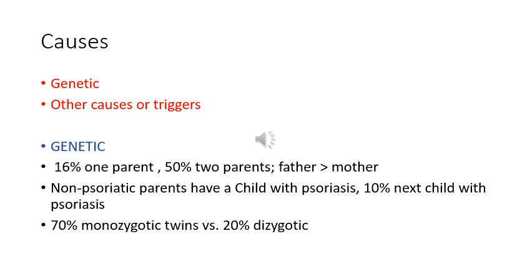And also in the case of monozygotic twins, there is a 70% chance of attaining psoriasis, and 20% in dizygotic. Monozygotic means identical, from a single egg. It's a single egg dividing into two. These are identical twins, and in dizygotic, two separate eggs are involved. There is a 20% chance of attaining psoriasis.